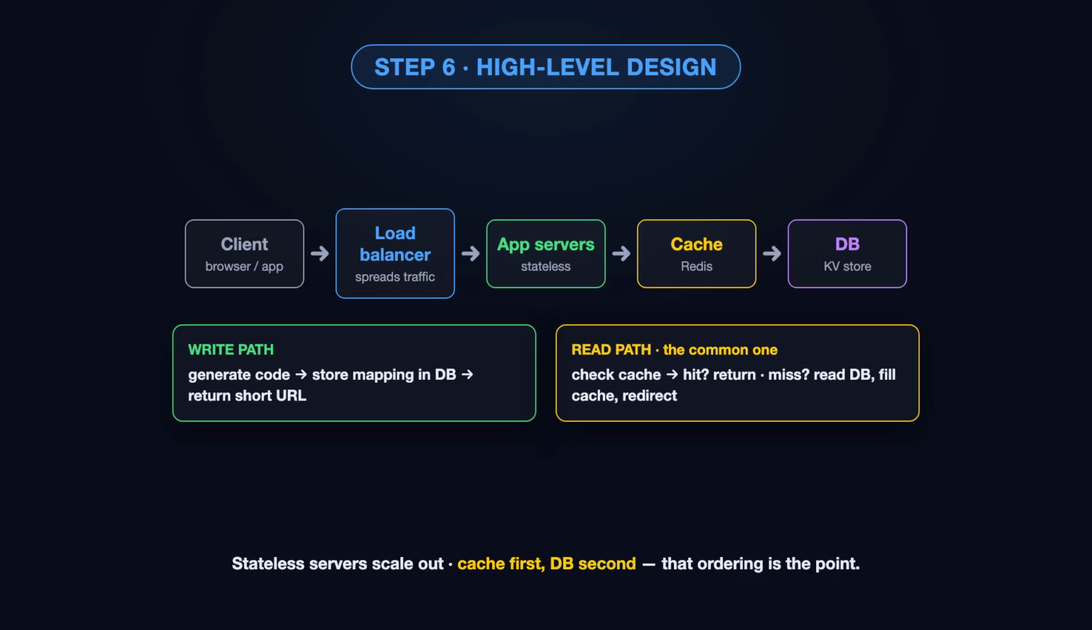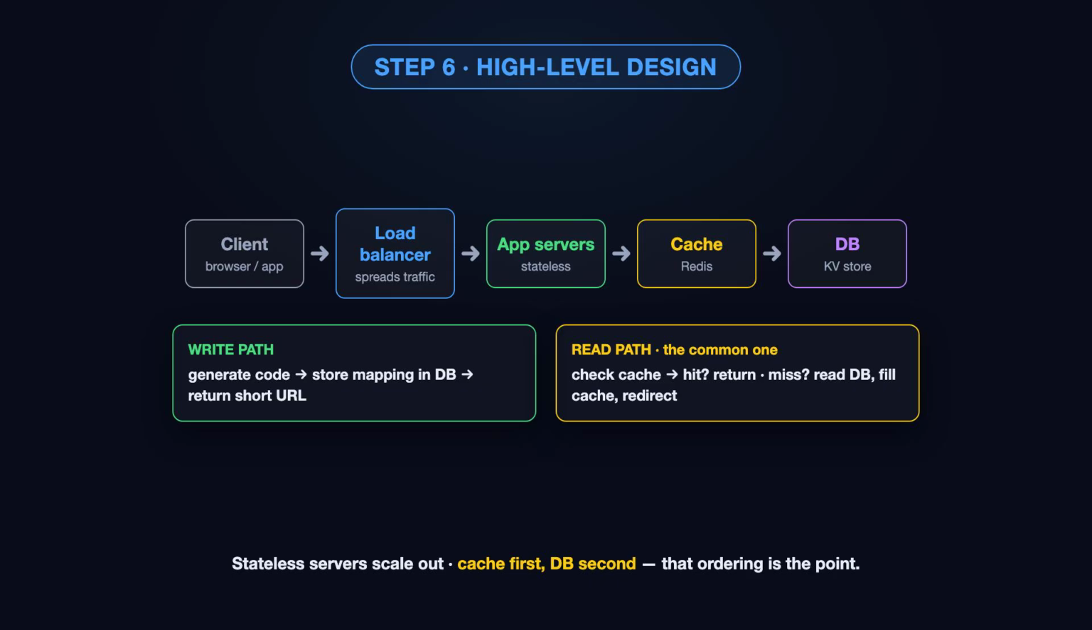Now trace both paths. The write path: a create request comes in, the app server generates a code, writes the code to URL mapping into the database, and returns the short link. The read path, which is the common one: a redirect comes in, the app server checks the cache first.